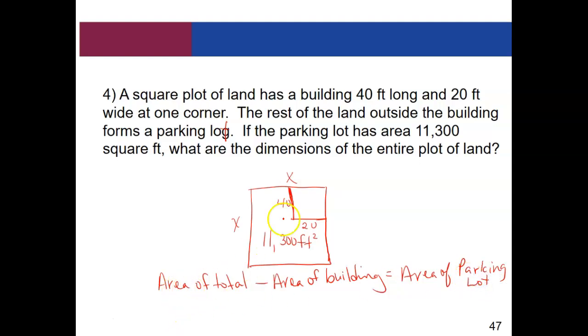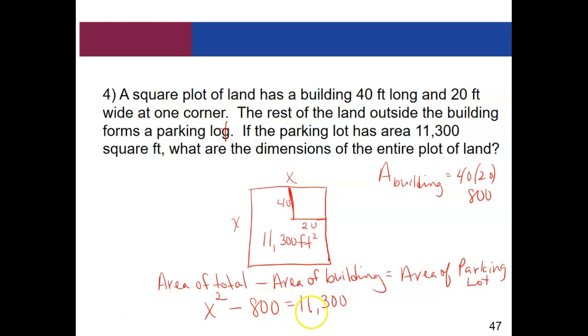Okay, so our total area of this whole big plot of land is x times x, or x squared. The area of our building, we know it's 40 by 20, so the area of the building is going to be 40 times 20, which is going to be 800. And then the area of the parking lot is 11,300. So we have a fairly simple equation to solve from here.